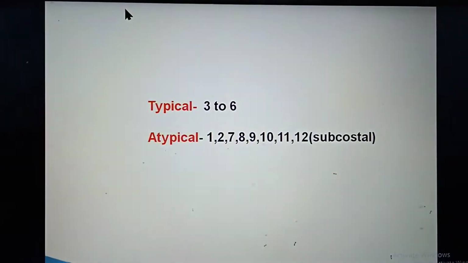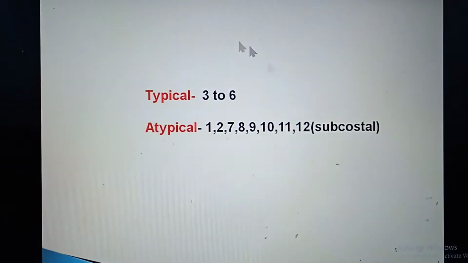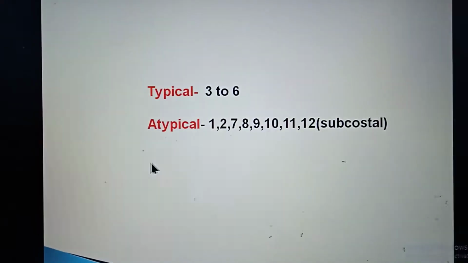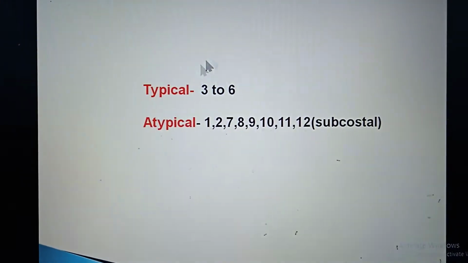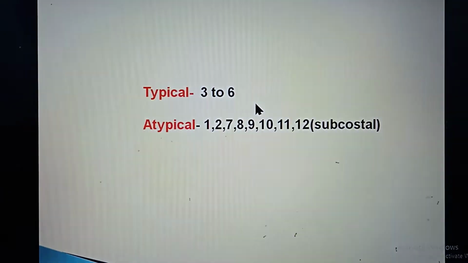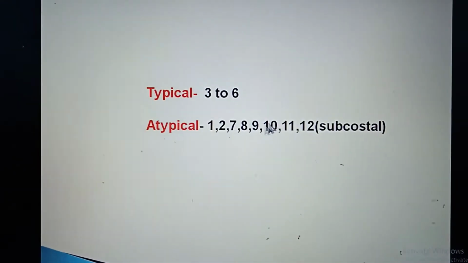The intercostal nerve is divided into two categories, that is the typical and atypical. Typical 3 to 6.